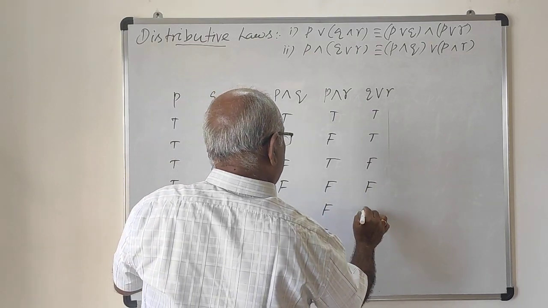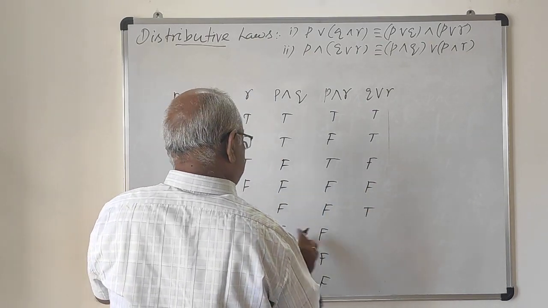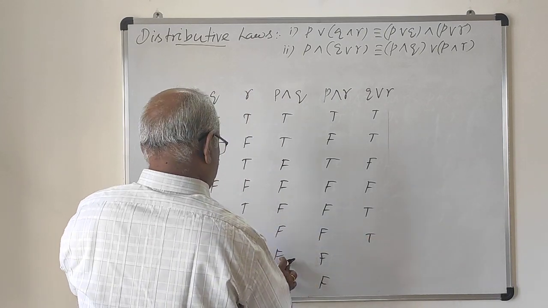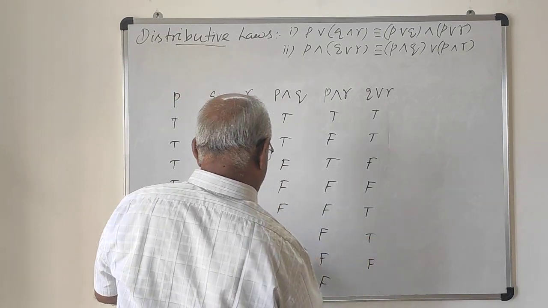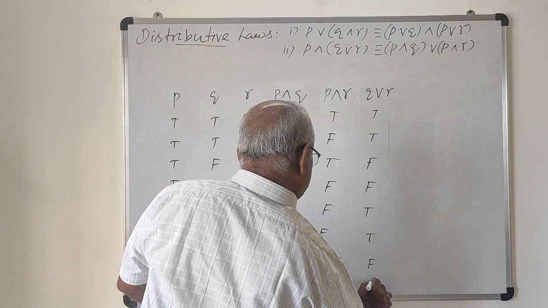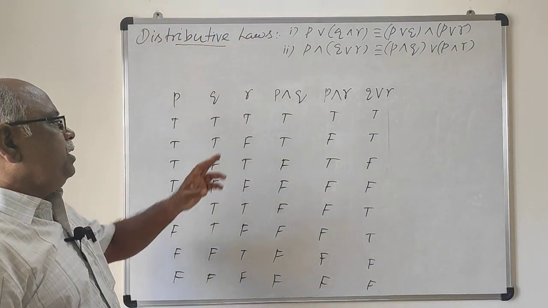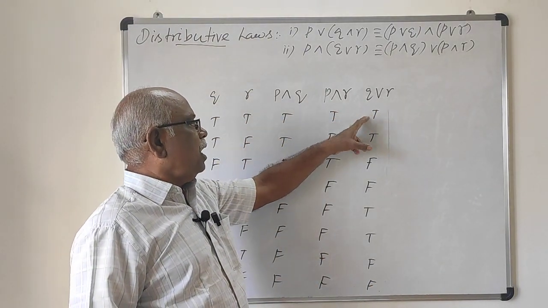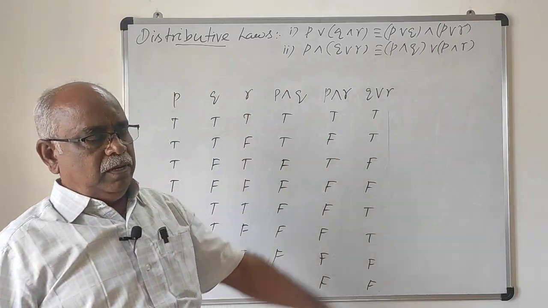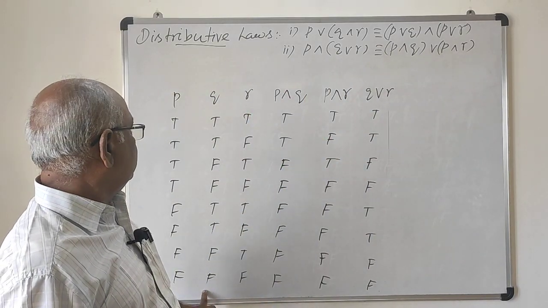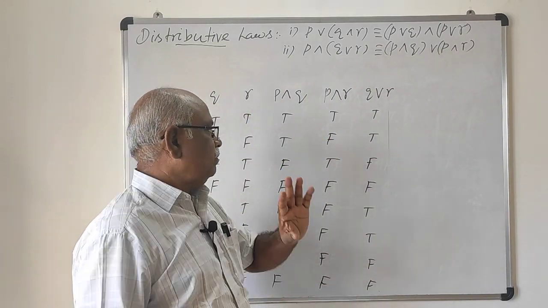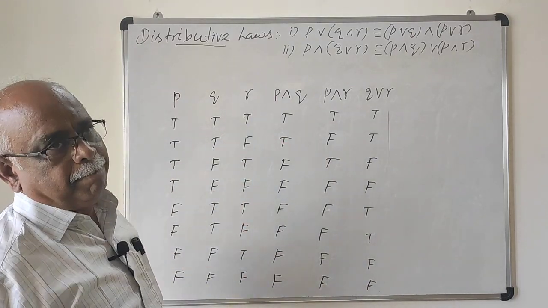One T, the truth value is T for disjunction. One T is T. Both are F, the truth value is F. So for disjunction, if any one is T or both are T, the truth value is T. Both are F, the truth value is F. That is for this disjunction.